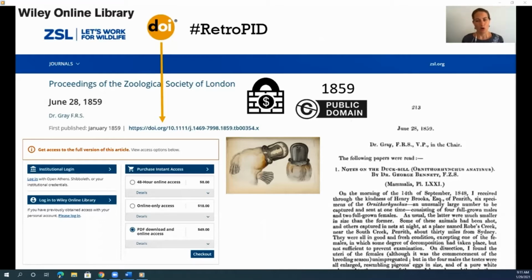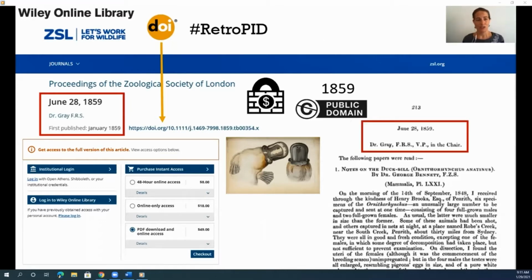I had trouble because the only metadata that Wiley has attached to this DOI is the date and the name of the person who chaired the meeting on that date. Now, these are proceedings of meetings. And that there, June 28th, Dr. Gray, is the meeting level metadata, not the article level metadata.